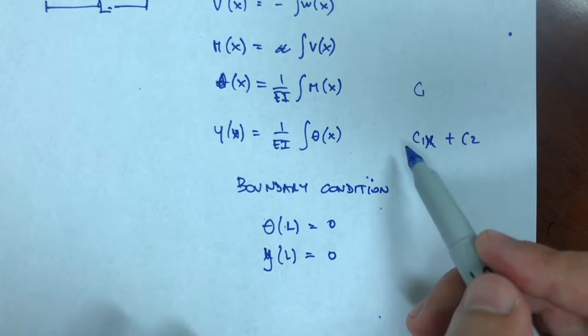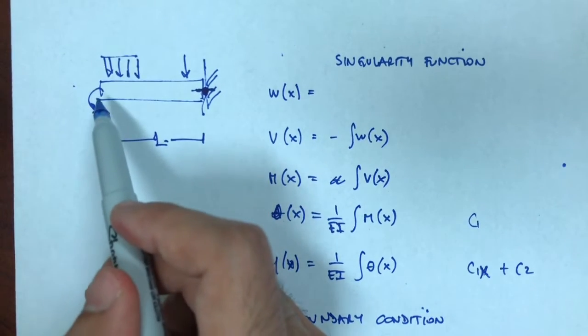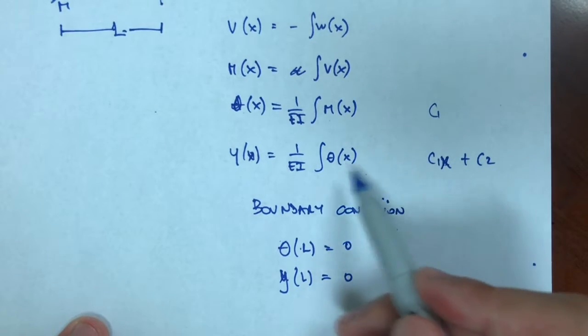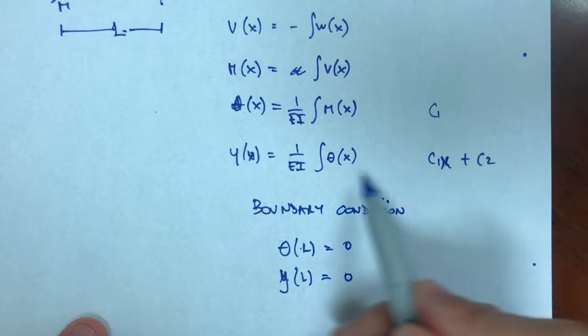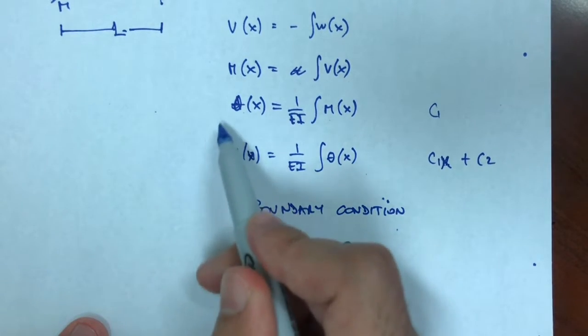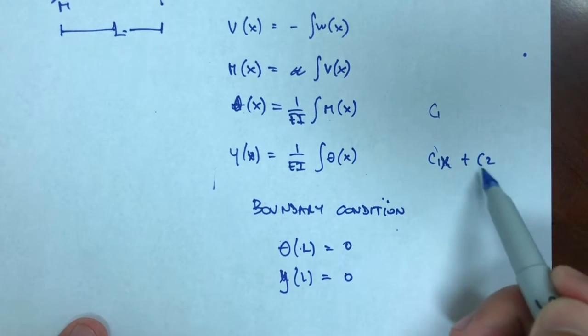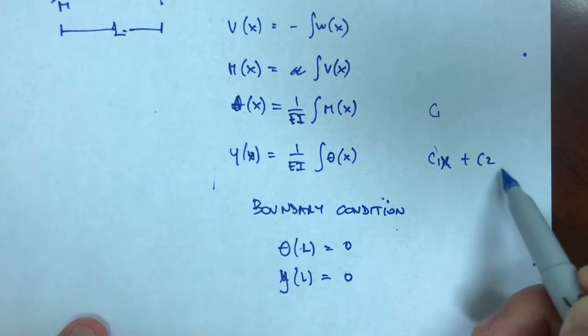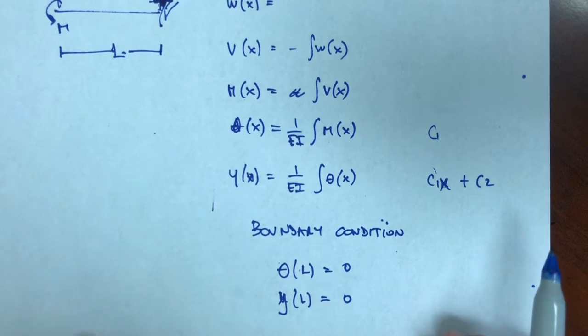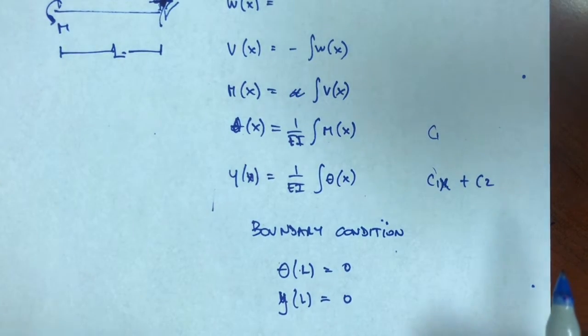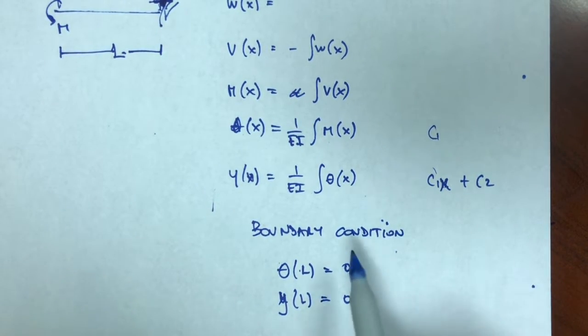In some others, if the wall was at the left side and this is just 0, you would get that C2 is 0 right away, because you would know that the deflection at 0 is 0. So all of these terms would be 0, and then C2 has to be equal to 0. That's how you find the constant. Okay, so we use this.